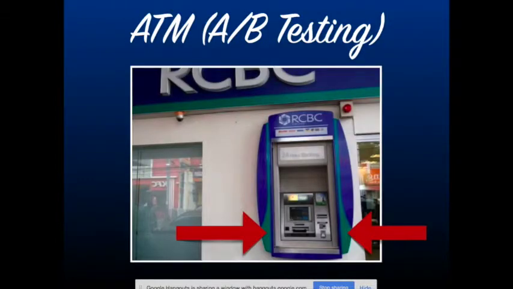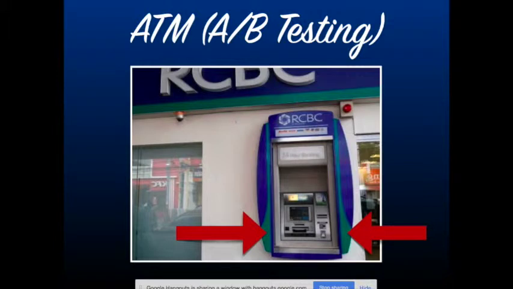So here's another example on a green versus red button, but on ATMs. A quick story here. The RCBC building where the call center company that I was working for then, they made an A/B testing on ATMs. So there are two ATMs side by side. This is not the actual location. It's just for you to have an idea of what the RCBC ATM looks like.